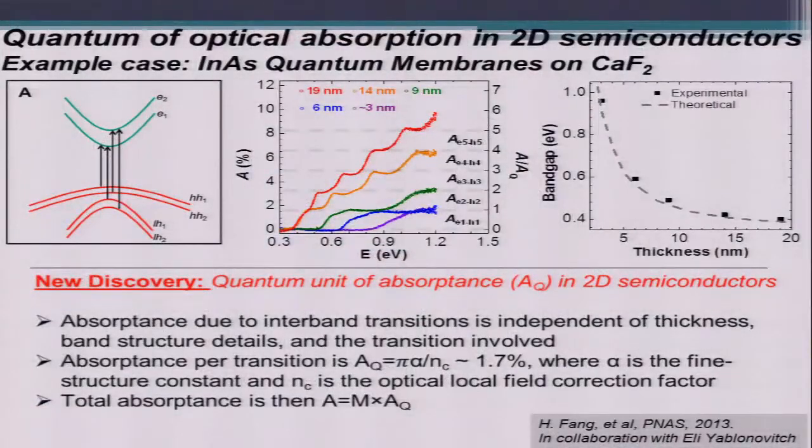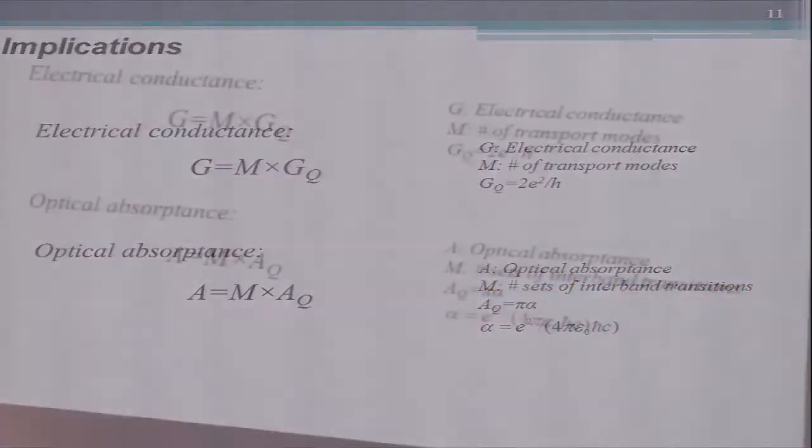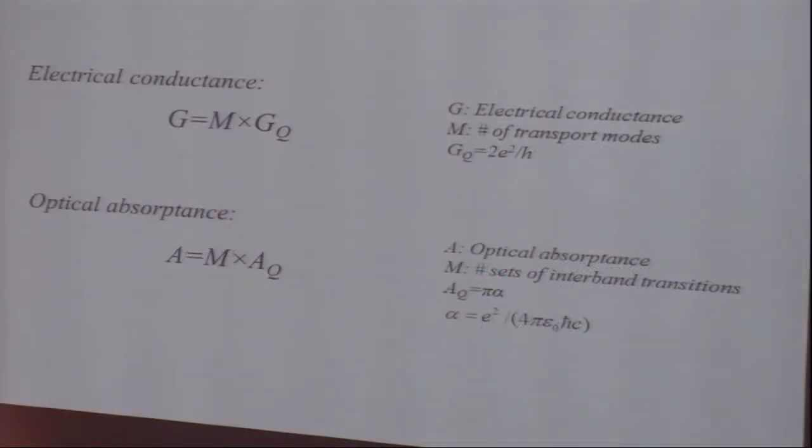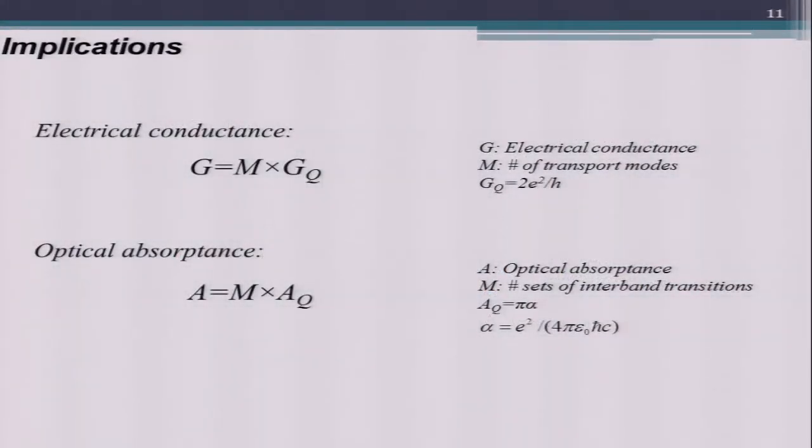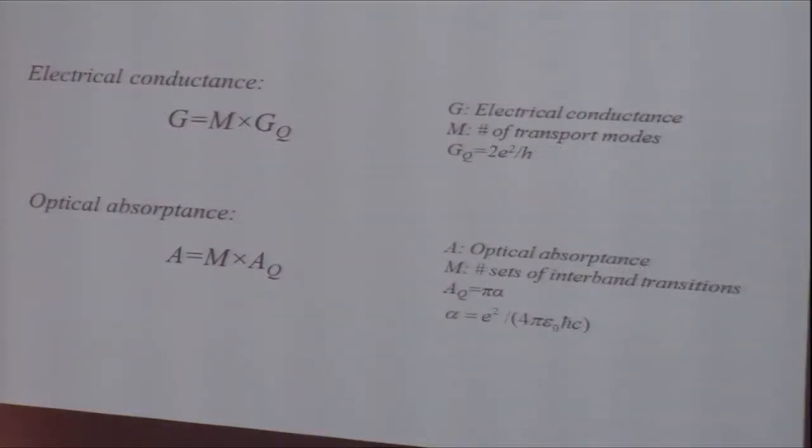You can simplify it. And at the end, the total absorbance ends up being A is equal to M, the number of transitions that you have, allowed transitions that you have, times the quantum unit of absorbance. So this is very similar to the electrical conductance G, which is equal to M, the number of modes of transport that you have, times GQ, the quantum unit of conductance.